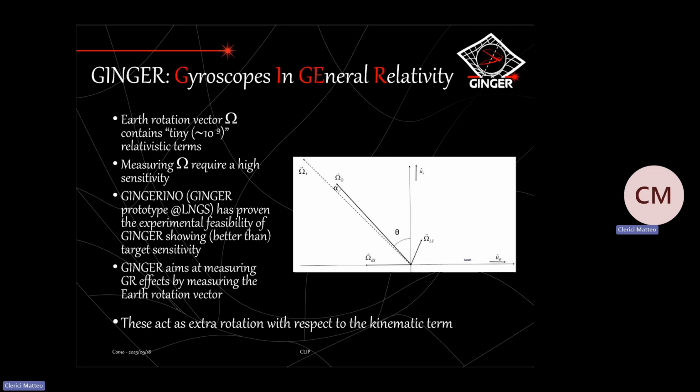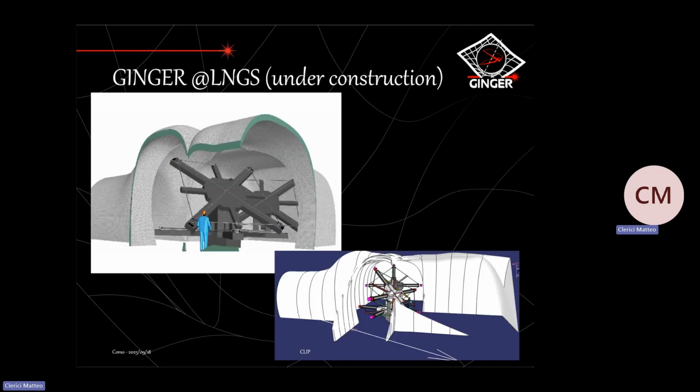So with Ginger, we aim at measuring this effect by a system or a multiple system of gyros, because you have to measure a vector, so you have to reconstruct the different components. So this is a sketch of the planning inside the National Laboratory of the Gran Sasso. So these are the gyroscopes. This is in scale. This is 5 meters by 5, the square dimension of the gyroscope, because the sensitivity depends also on the area.